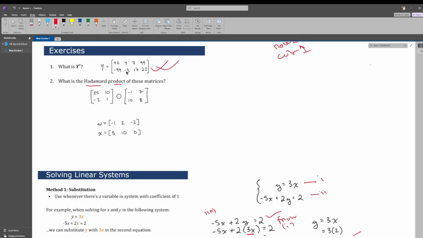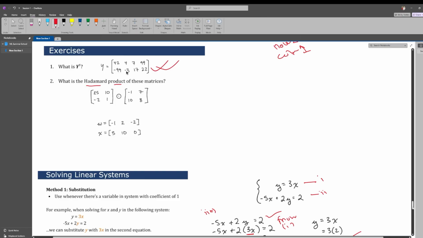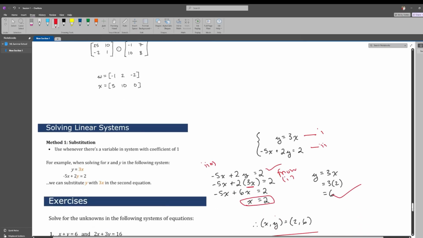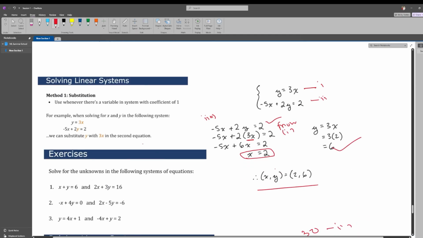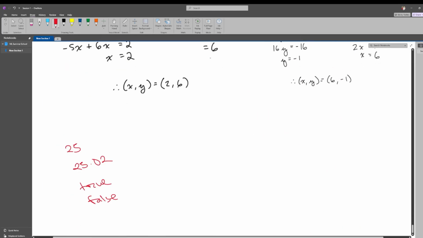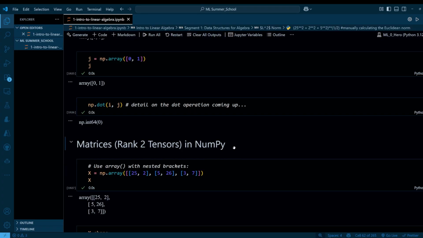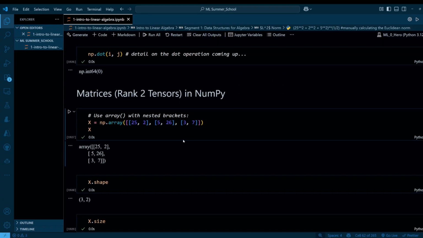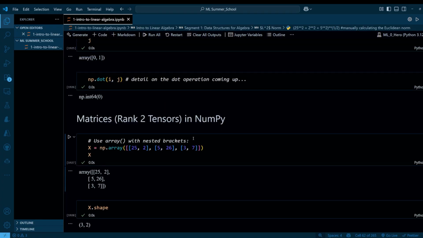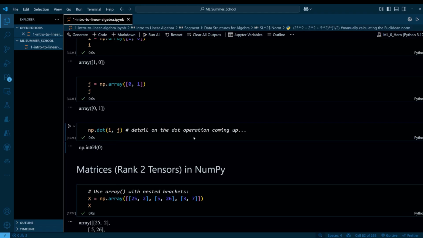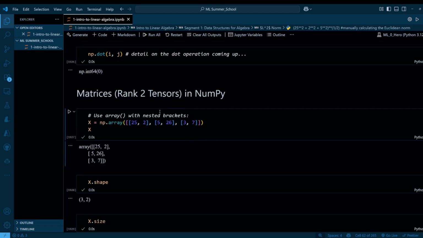Now, don't mix it up with the Hadamard gate in quantum computing. That's a totally different thing. We have again mentioned how to solve linear systems here. Now let's end this session with some examples, checking how a few things are done in coding, and then we will end for today. So here you can see rank 2 tensors, which use arrays within nested brackets.